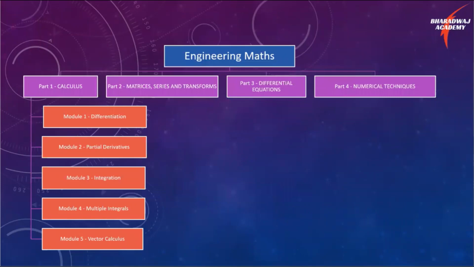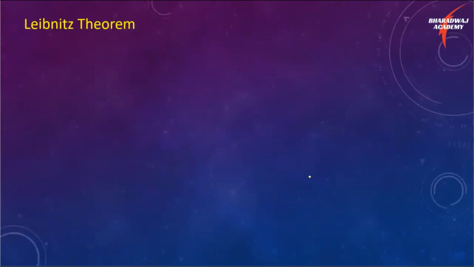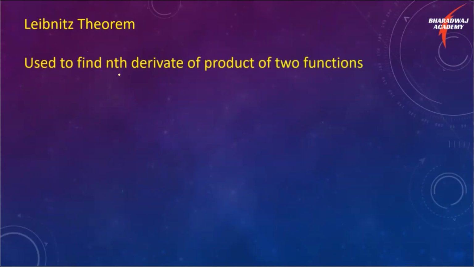So, we are in the first module of differential calculus, in part one of my four-part series of lectures in engineering mathematics, where today we'll be learning about a very important theorem in the differentiation module, which is Leibniz Theorem. Before we go into the formula, let us see the definition of Leibniz theorem. Leibniz theorem is used to find the nth derivative of a product of two functions.